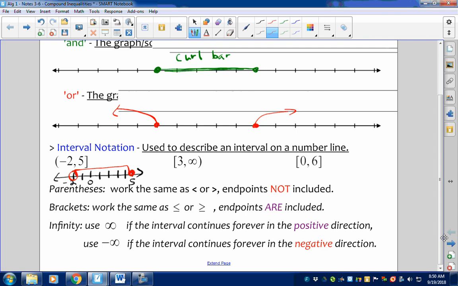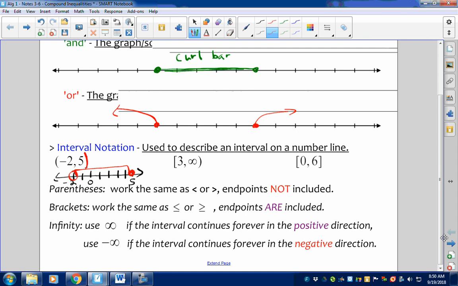What would change if I made this over here a bracket instead? What would change? Yeah. Be a closed circle, yeah. And then another option would be if I made this open over here, what would change?